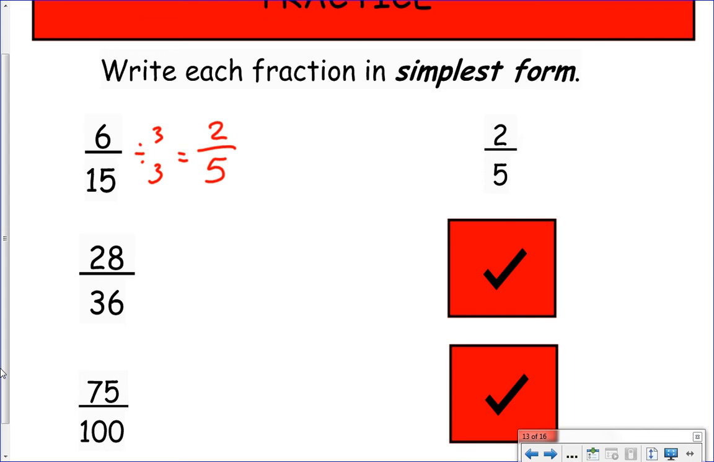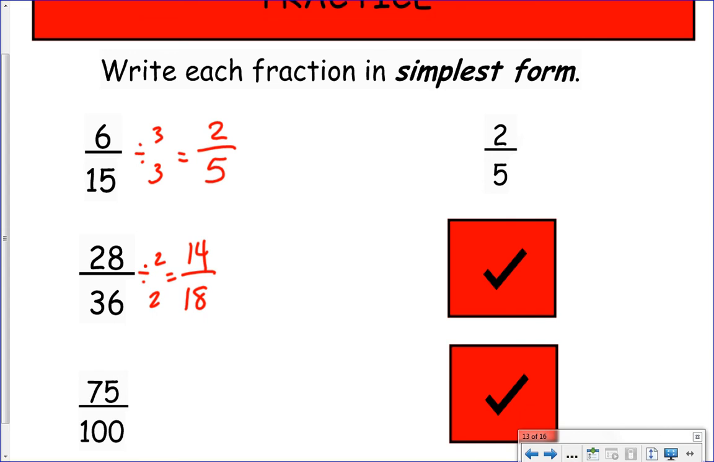This one's kind of hard, so again, you can start with just your 2's. For those of you that struggle with division and multiplication, just start with 2's. So if I divide here by 2, can I go 28 and 36? Yes. Okay, so 2 into 28 is going to give me 14. 2 into 36 is going to give me 18. Okay. Can I go any further? Can I divide any further? Yes, 14 and 18 are not prime numbers, so I can keep going.